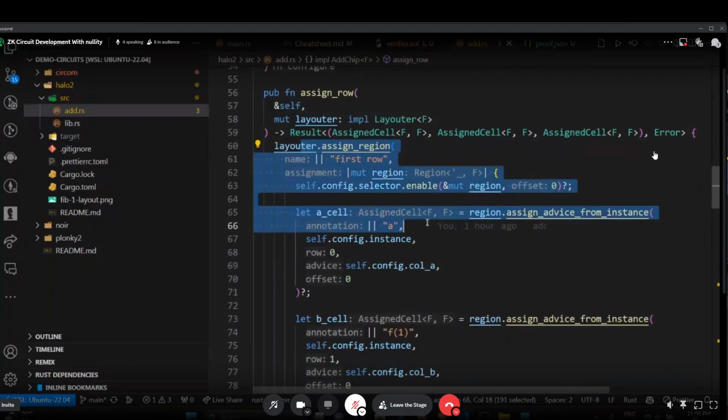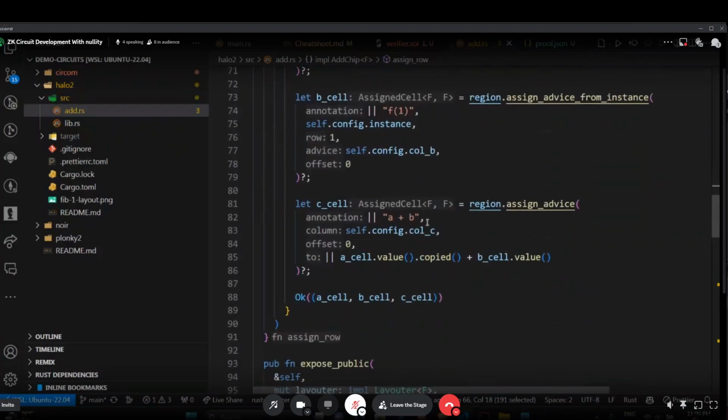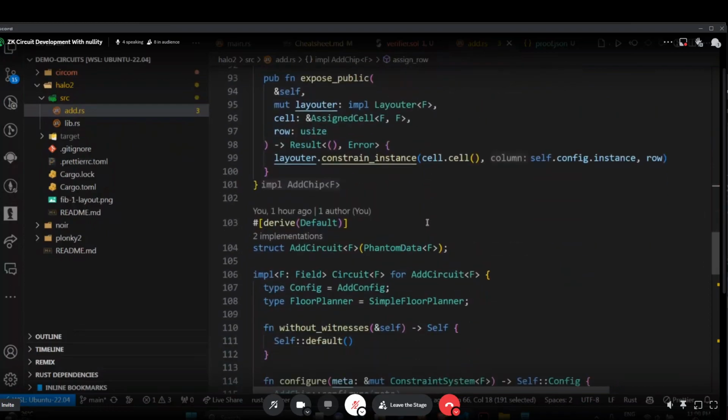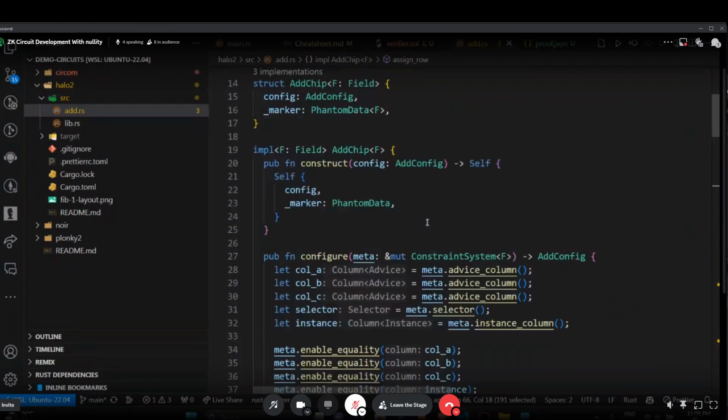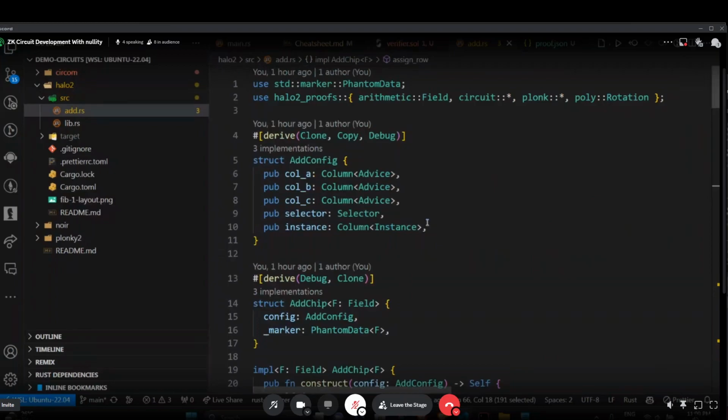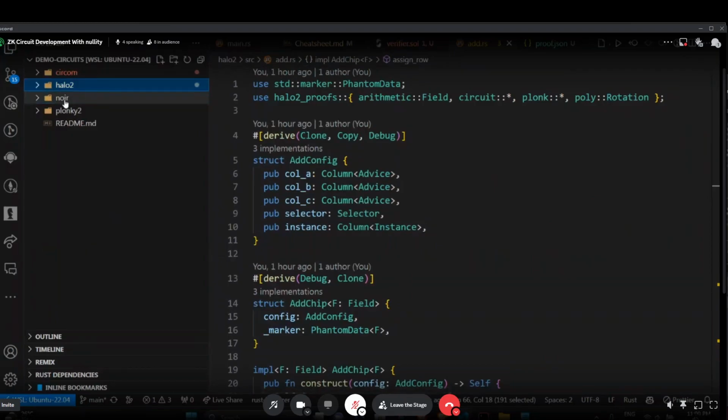I'm not going too deep into this because it would take a lot of time. But feel free to just come in and check this. So yeah, this is how you create a circuit using Halo 2, which is another library.